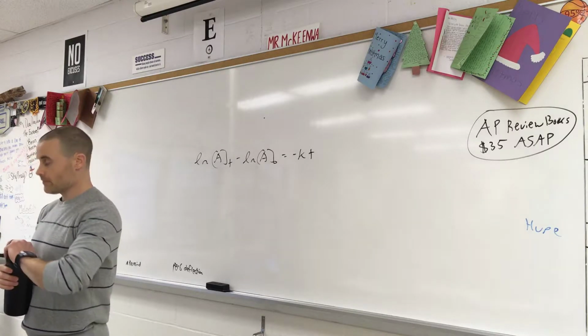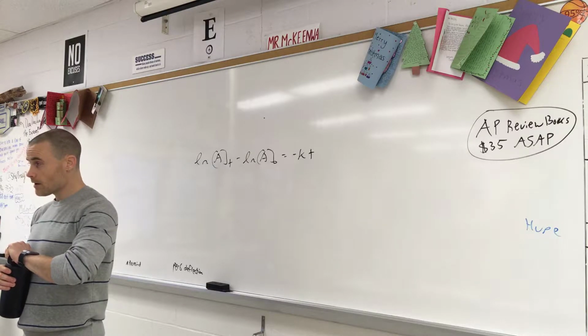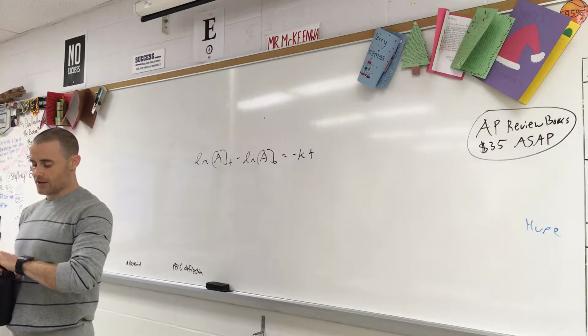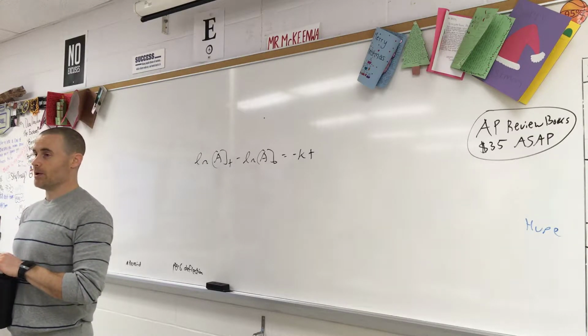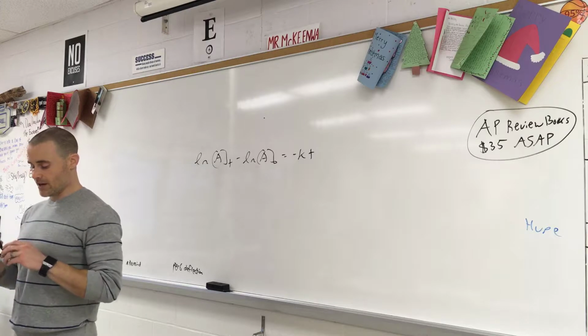What'd you get, Nicole? Yep, 2.75 times 10 to the negative 8. That is the answer to part A. Who has an answer for part B? Go ahead. 0.352 years. I got that too.